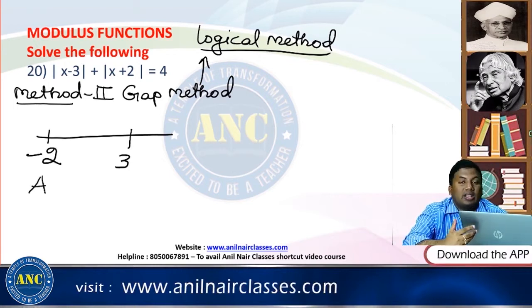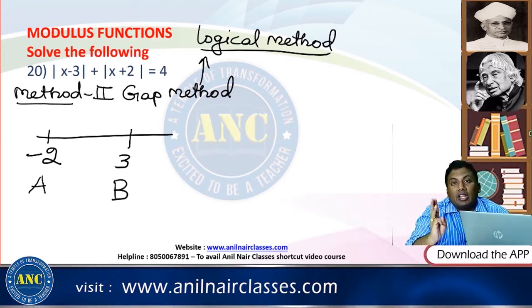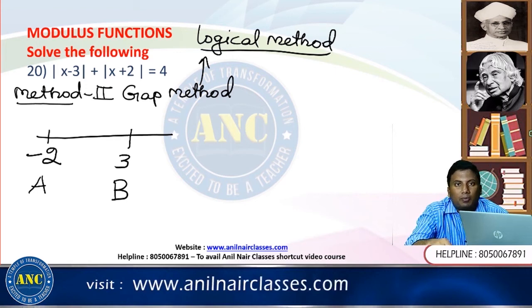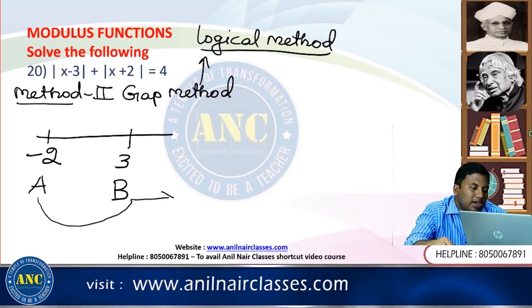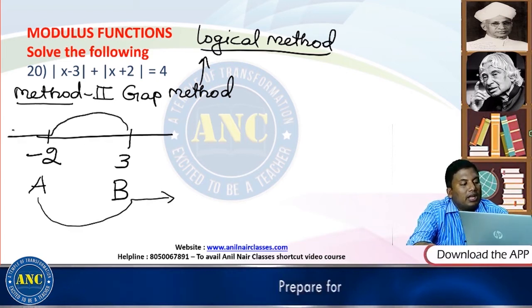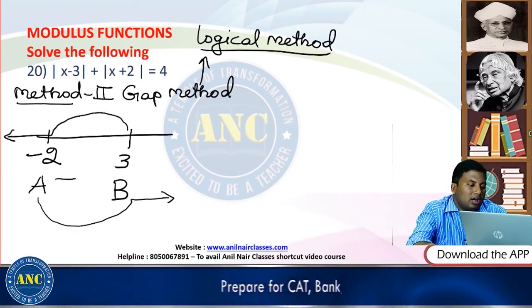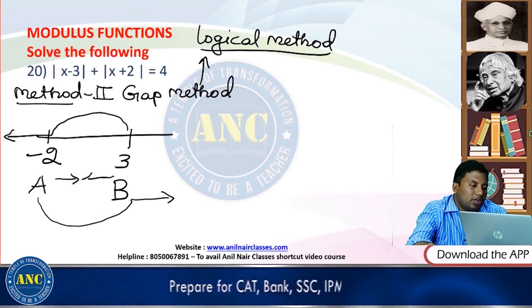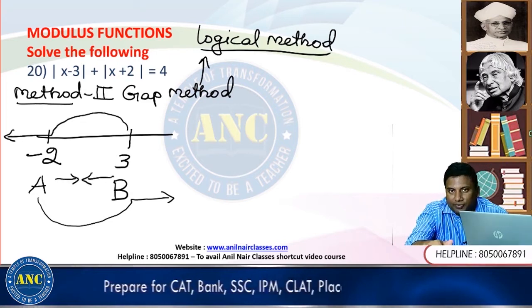Let us assume that there is a person who is standing at point A. There is a person who is standing at point B. There are 3 cases that are possible. A will come to B. A and B will travel. B will come to A. B and A can travel. Or A and B can come together in the opposite direction.